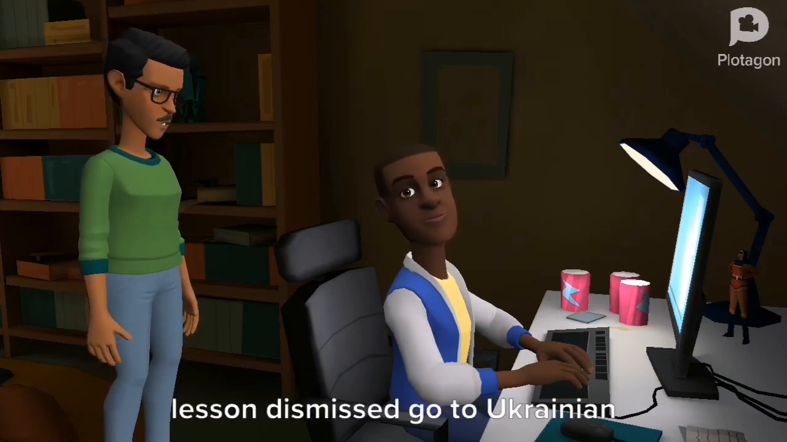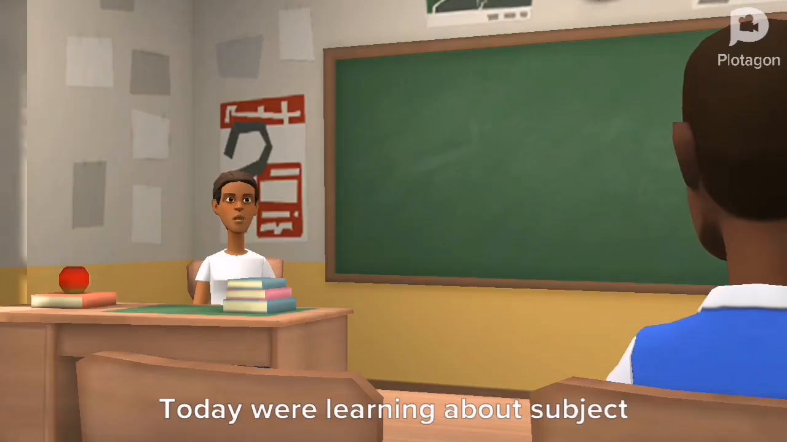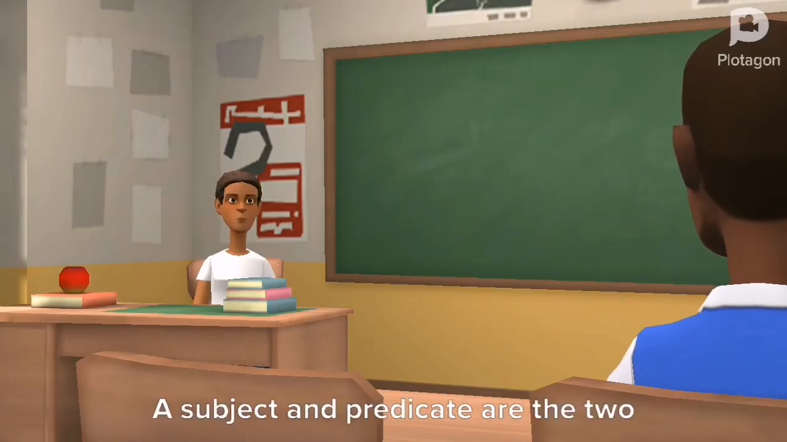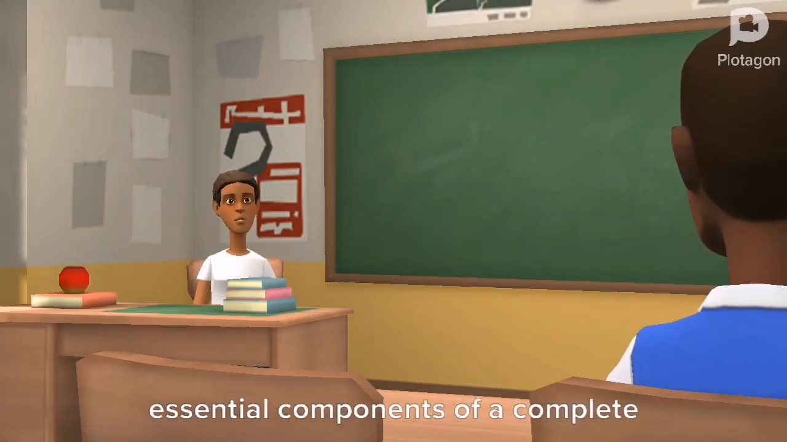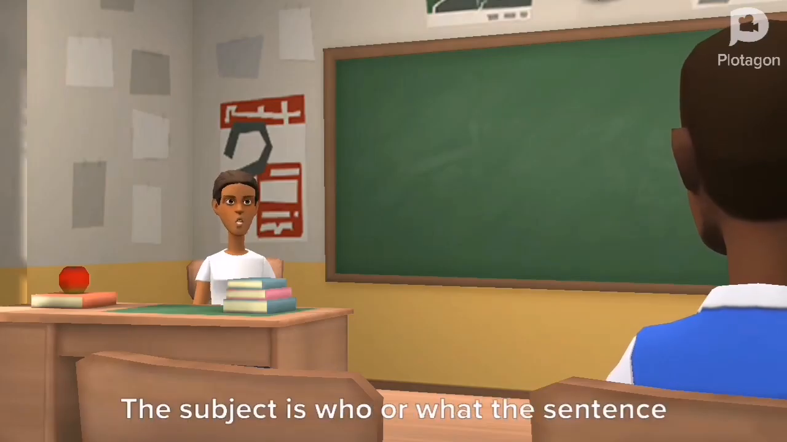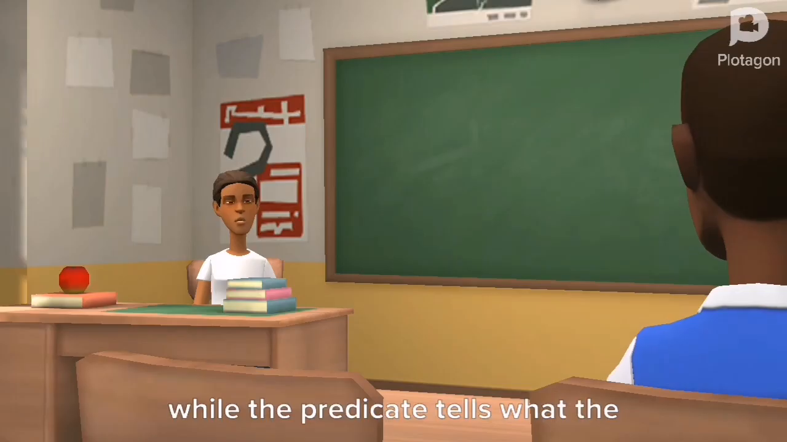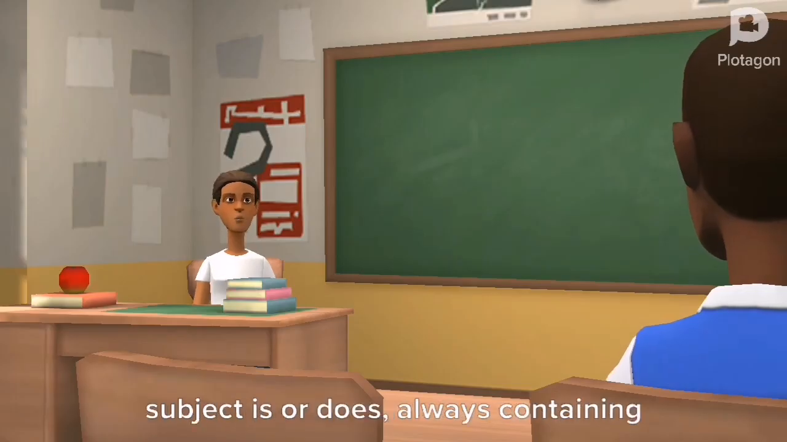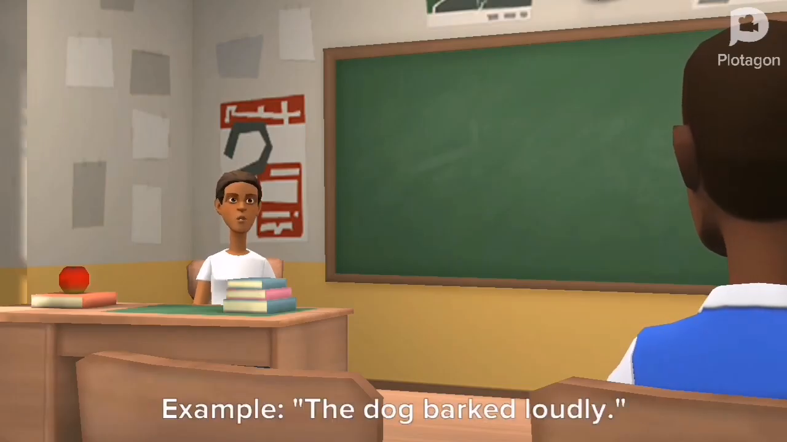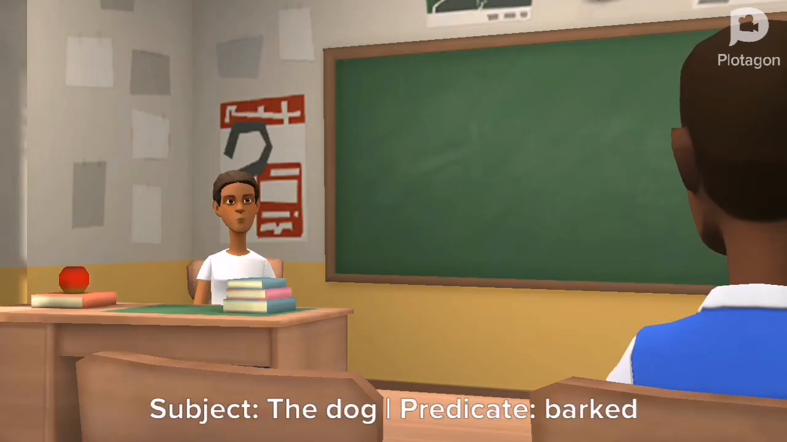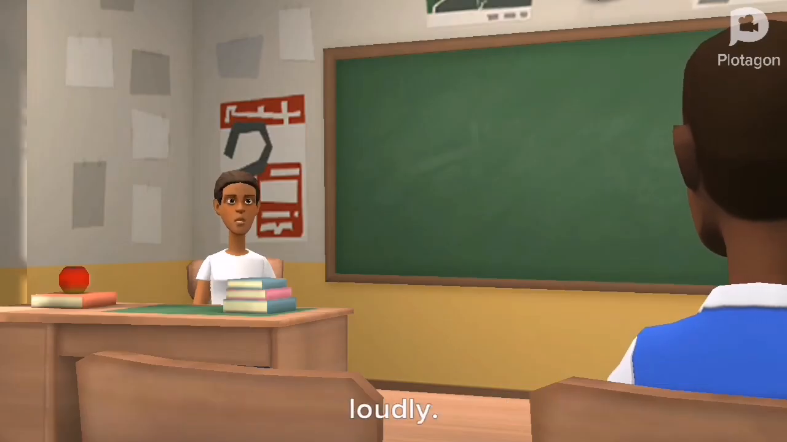Lesson dismissed, go to Ukrainian. Today we are learning about subject and predicate. A subject and predicate are the two essential components of a complete sentence. The subject is who or what the sentence is about, a noun, pronoun, or phrase, while the predicate tells what the subject is or does, always containing a verb. Example: the dog barked loudly.